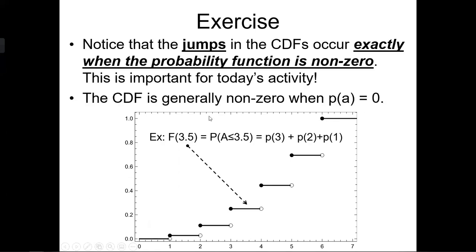Now let's go a step further and see this one. What is the CDF of 3.5? In other words, what we mean is the probability of this variable being less than or equal to 3.5. That means probability of 3 plus probability of 2 plus probability of 1 should be the CDF for 3.5. Let's pause. Let that sink in. Make sense? Any questions?